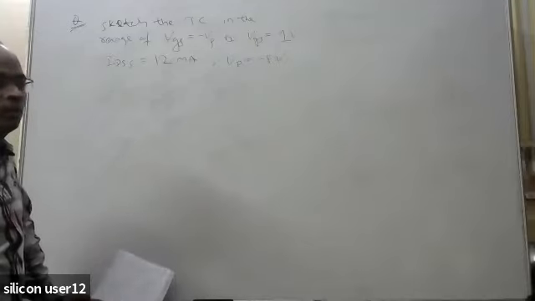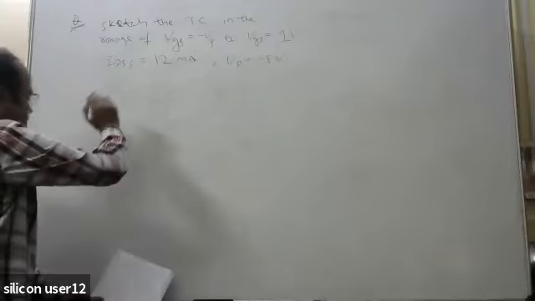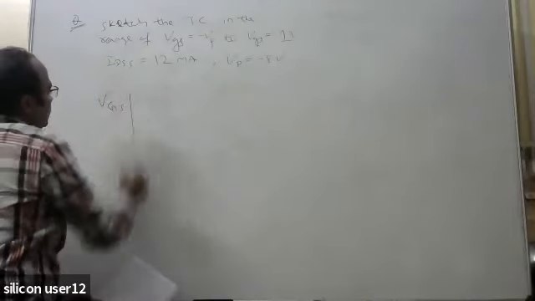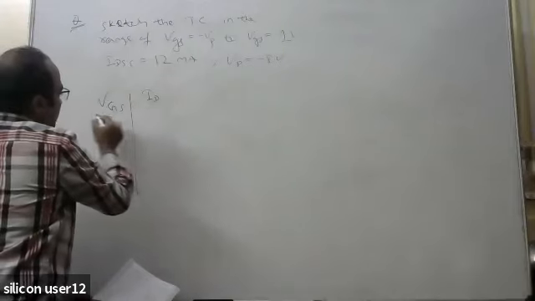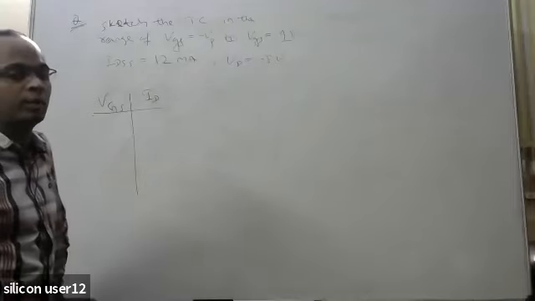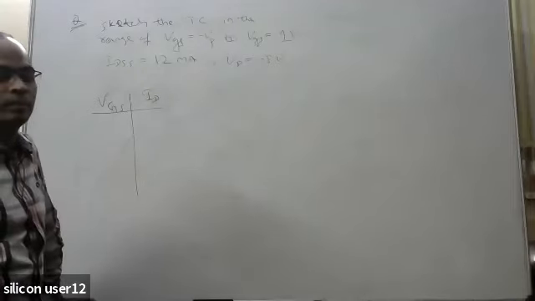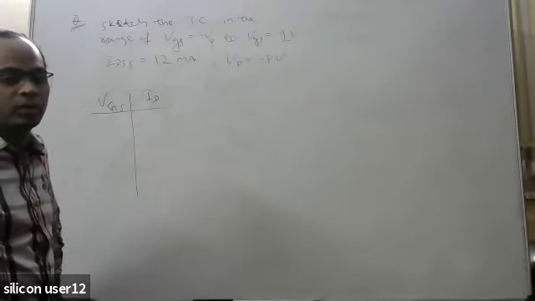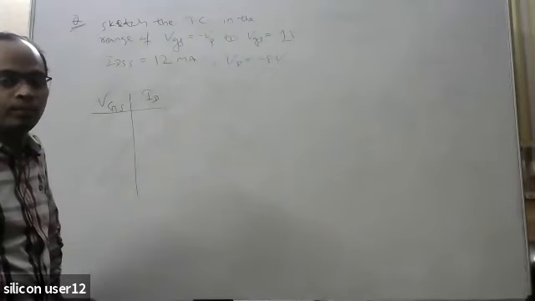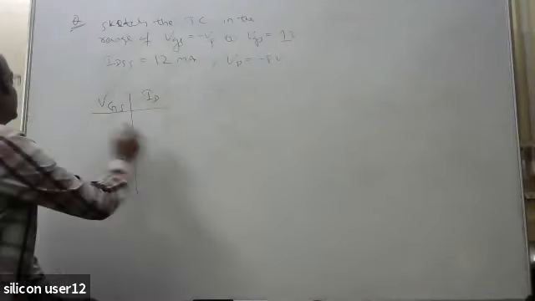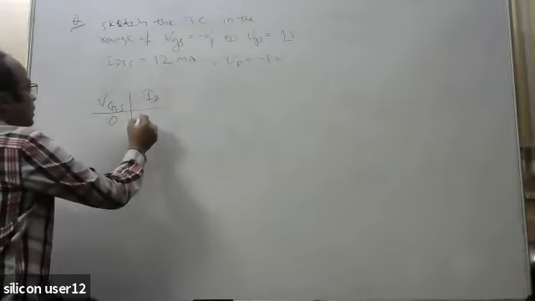You have to make a table. I'm just drawing the table. You have to tell me the values. VGS, ID. Okay, so first how much I will take? For VGS equal to 0, how much is ID? You solve it and tell me. I'm waiting for your answer. 12. First, for VGS equal to 0, ID equal to IDSS, so it is equal to 12.